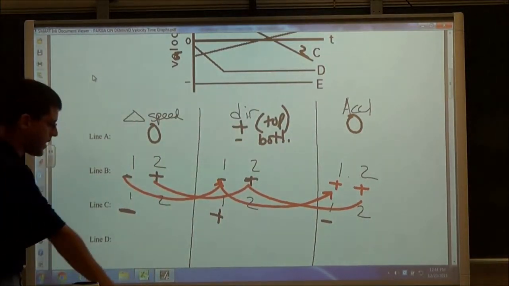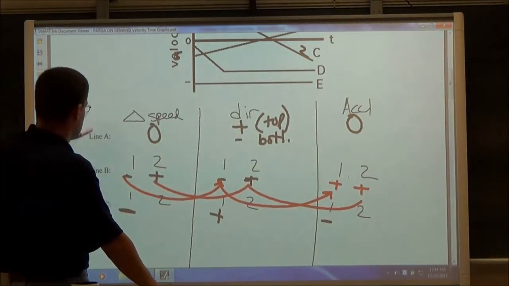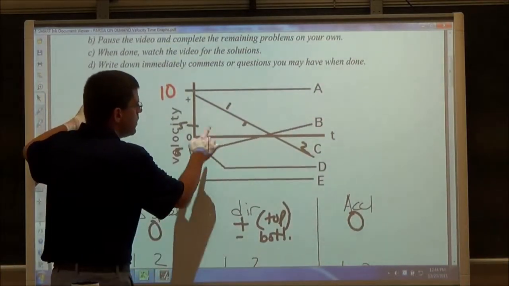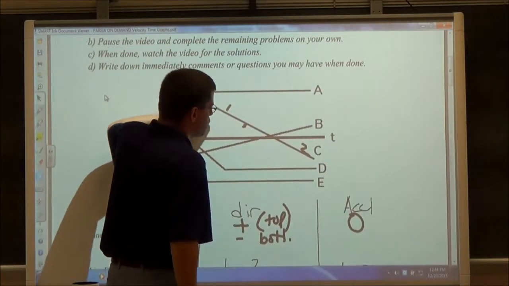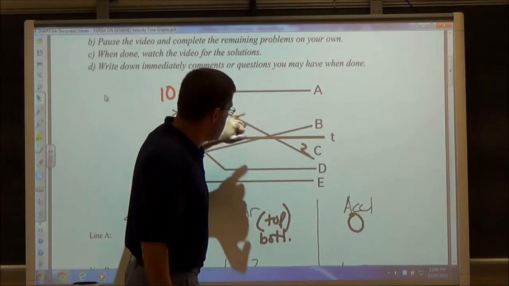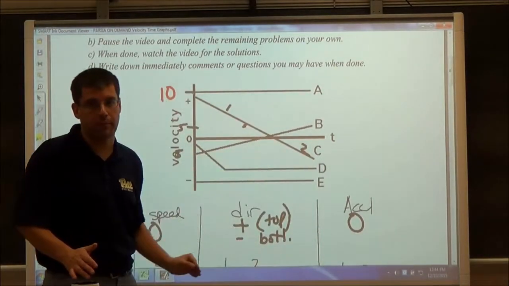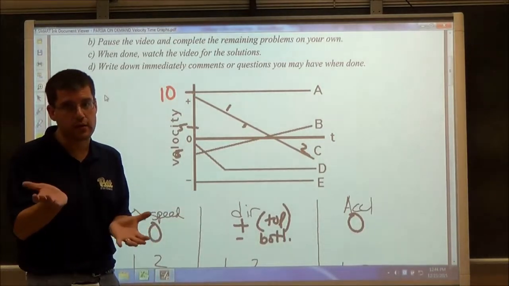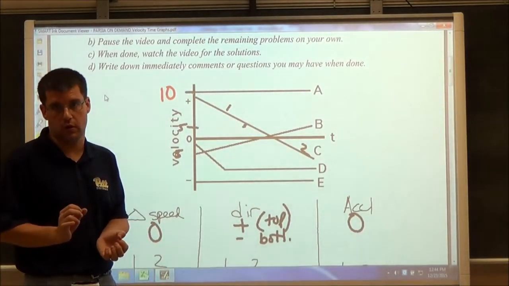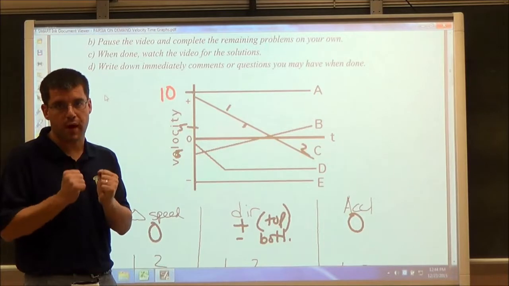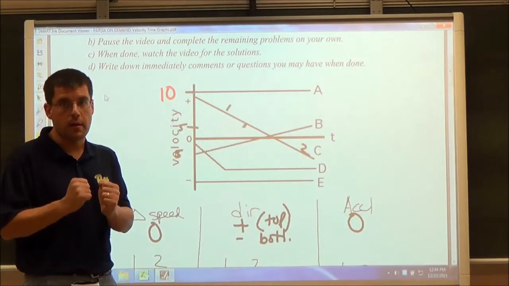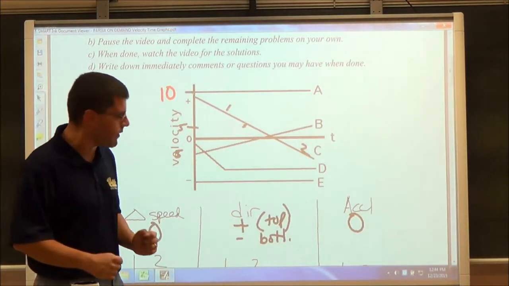Now let's look again, to keep it simple. This line right here is trending down to the right, showing a negative slope. Negative slope, negative acceleration. Positive slope, regardless of where it's at, positive acceleration. Positive slope, positive acceleration. Negative slope, negative acceleration.